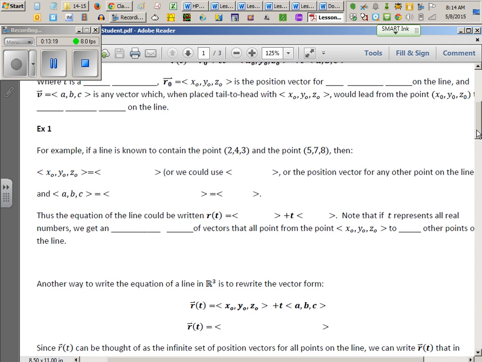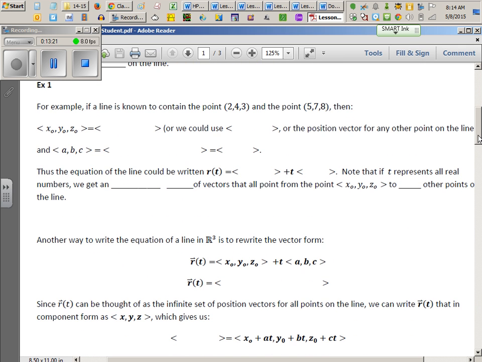Okay? So for our first example, imagine if you knew that a particular line contained the point 2, 4, 3 and the point 5, 7, 8. Right? Now you can plot these if you want to, but it isn't really necessary. X naught, y naught, z naught can be chosen to be either of these 2 points. So you can pick either of these to be your starting point. It doesn't really matter. So I'm going to go ahead and pick the first one just because it's the first one. 2, 4, 3. Or you could use the 5, 7, 8.